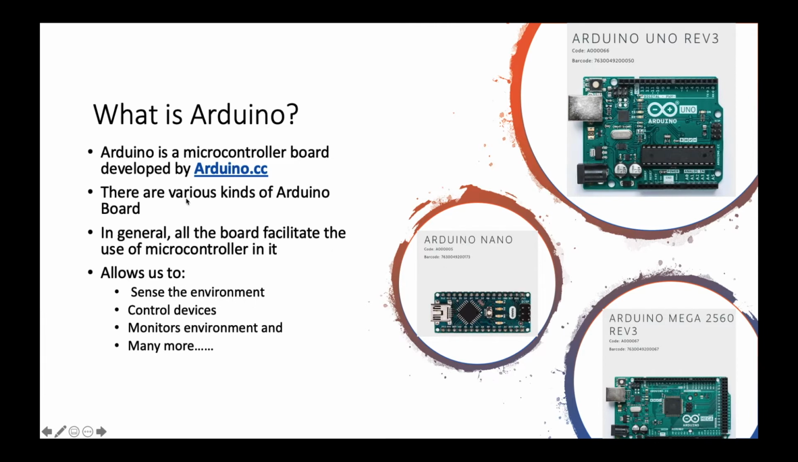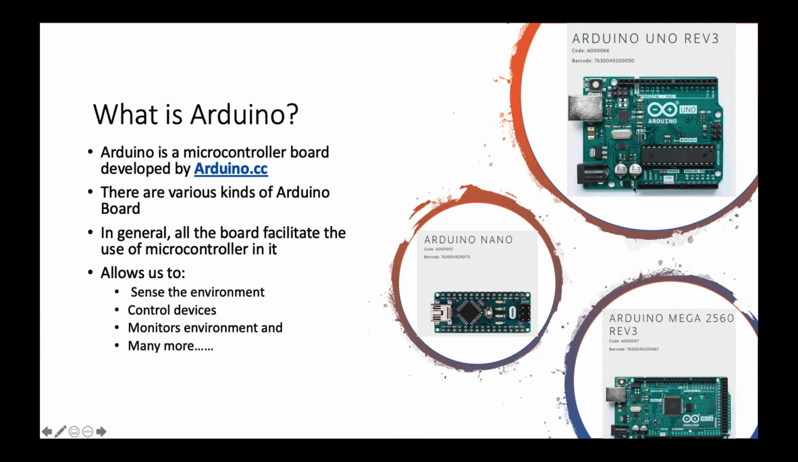Arduino. In general, the purpose of all these boards is to facilitate the use of the microcontroller that is there in the board. This board helps us to use this microcontroller and makes it easy for us to use it. So this Nano board will help us to use the microcontroller, which is the square shaped chip in here. The objective of this board is to make this microcontroller easy to use.